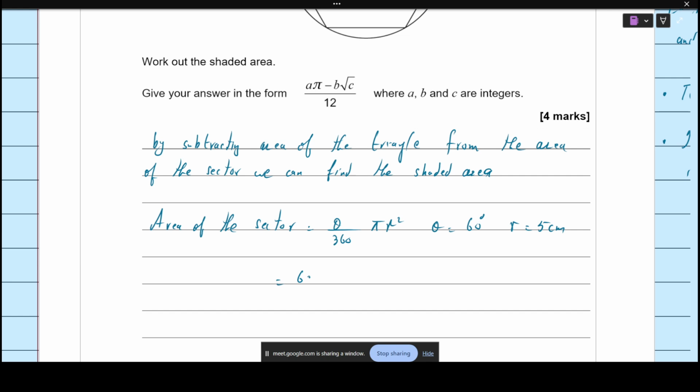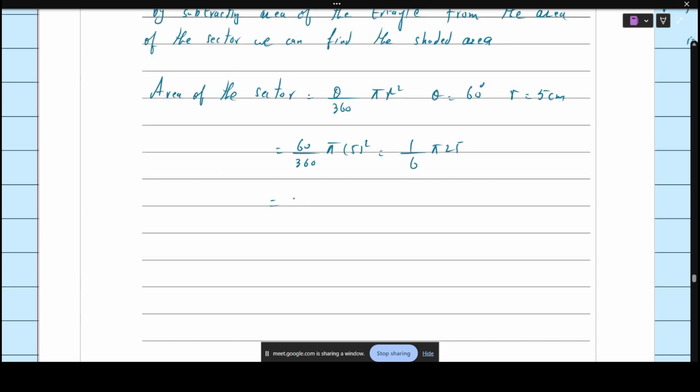So theta is 60 divided by 360, and r is 5, so 5 squared. That's going to be 1 by 6, and 5 squared is 25. Pi can be written separately: 25 pi by 6. That is the area, and it should be in square centimeters.